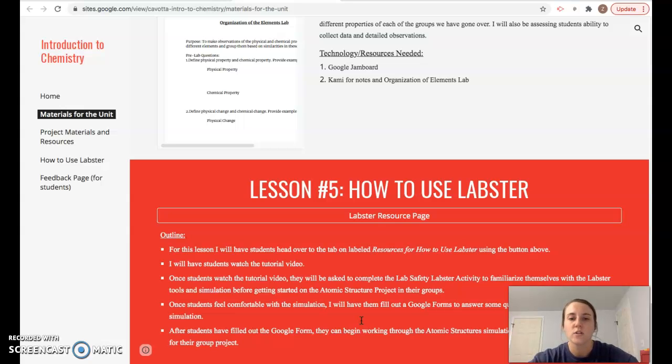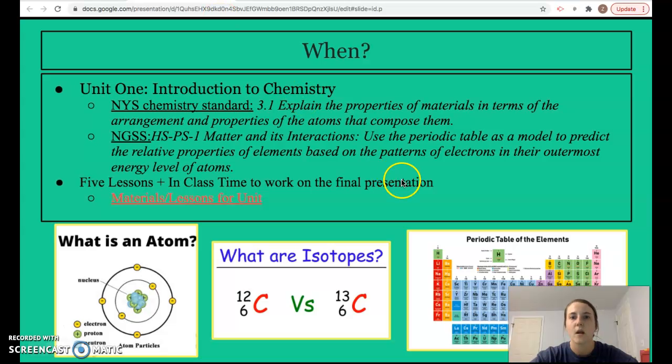I have them first starting out with a very low risk environment where they're just sort of playing around with a lab safety simulation before they actually get into the nitty-gritty of their project and using the Lobster simulation for their data collection for this particular project.